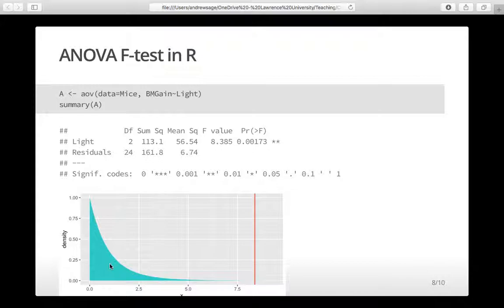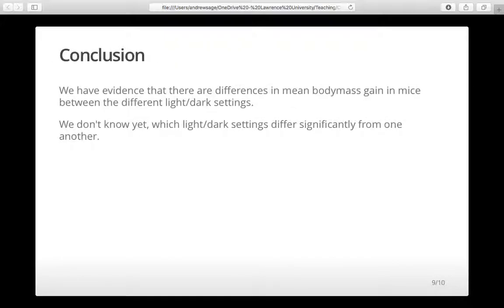This indicates that our result is very extreme and is not consistent with what we would have expected to see if the null hypothesis was true. That is, if there really was no difference in mean weight gain between the groups, the light settings. Thus, we have evidence to conclude that there are differences in mean body mass gain in mice between the different light-dark settings.